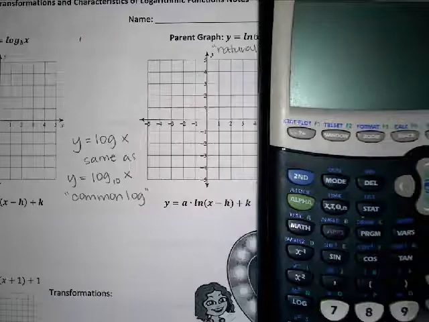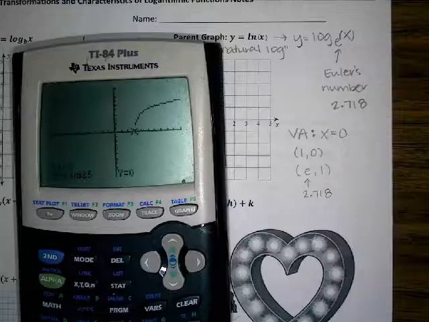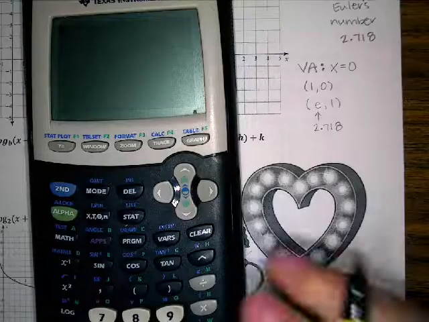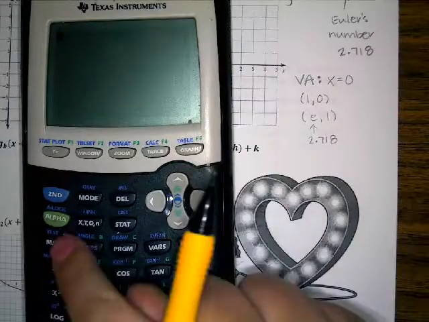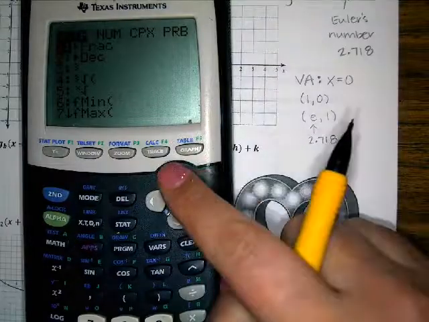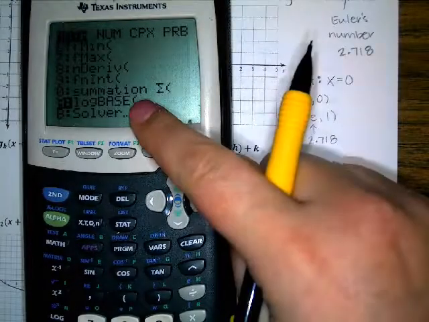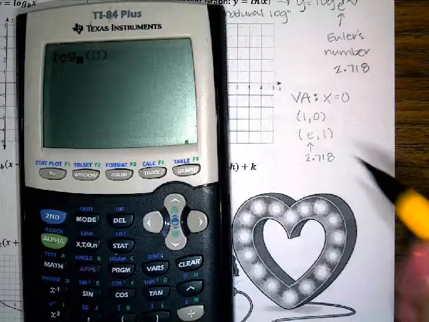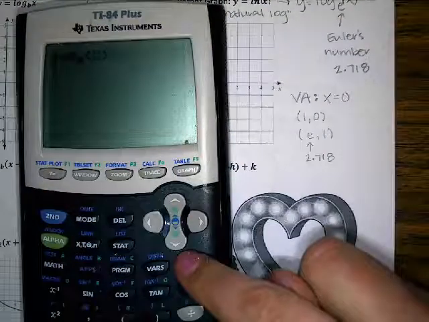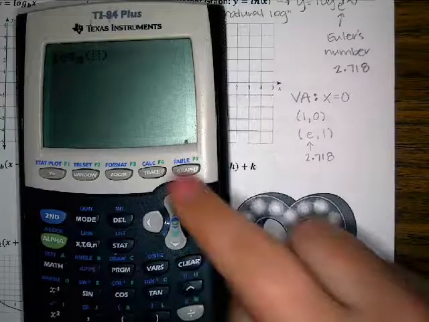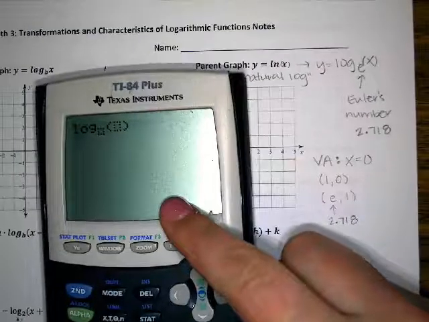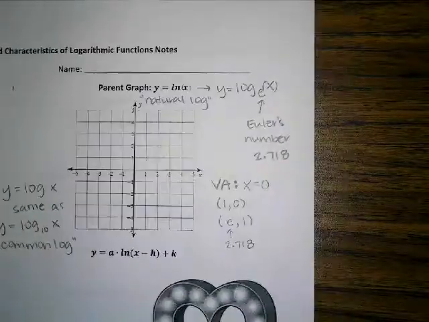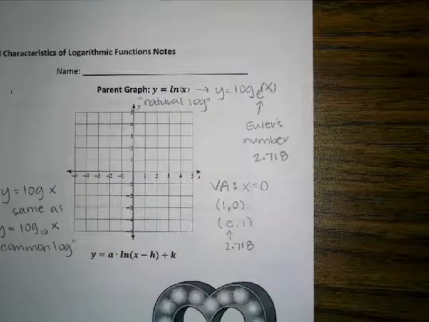So if you want to put a different base, with the 10 you wouldn't need to put a base there, you just use the button. But if you want to use a different base, you would hit the math button and then go up, up, and this is how you do a different base. Hit the math button, go up twice, and then it allows you to put a different base. All right, so let's go ahead and graph this. We have a vertical asymptote at 0.